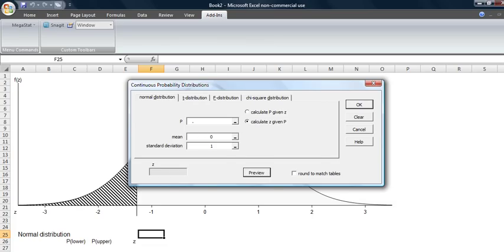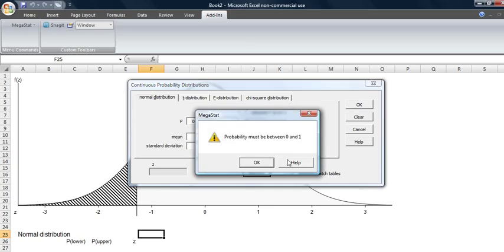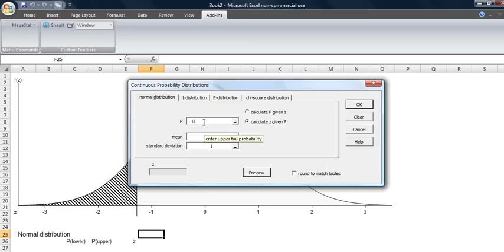That's 0.1, 0.05. Preview. 0.01. Preview. I think you get the point. This is how you find critical values if given a certain alpha, and this is if it's a z.